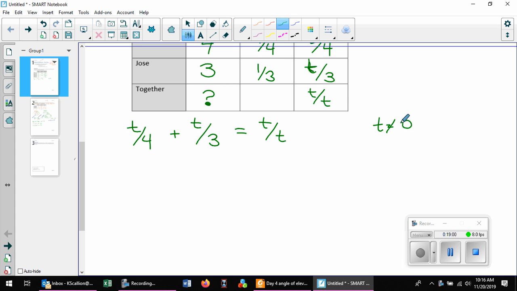Okay. T cannot equal 0. Okay. Common denominator. Should I simplify this first? That might help us. Okay. So T over 4. Right? When you can simplify a term, you should do that before you do the common denominator. What's the common denominator? It's 12.